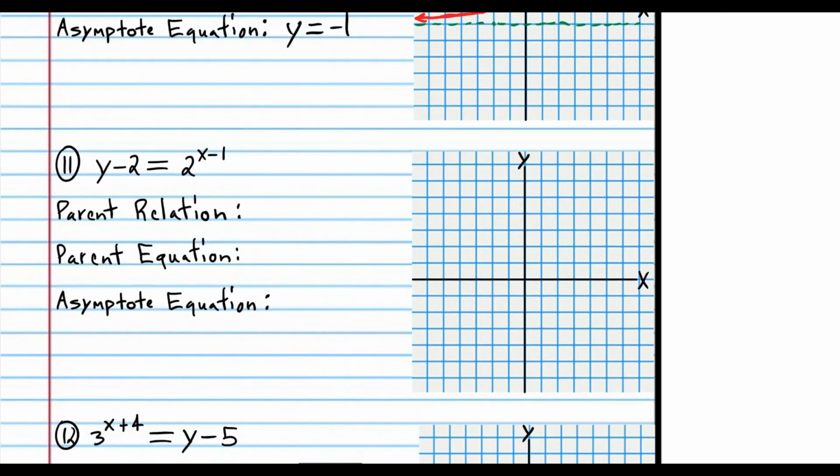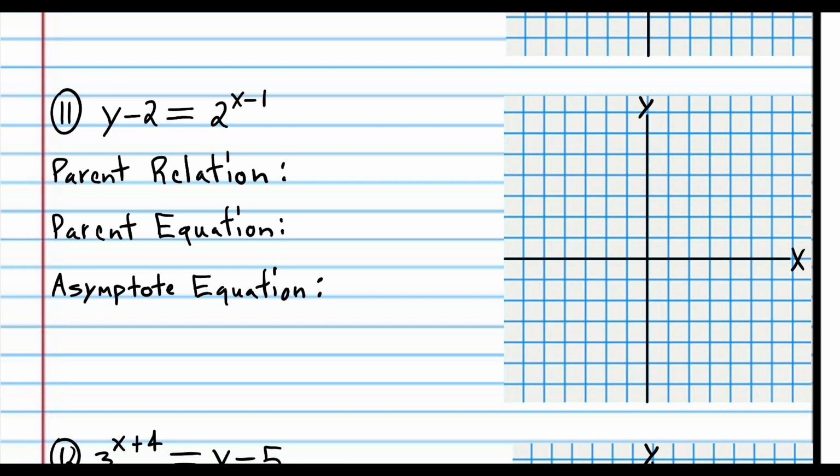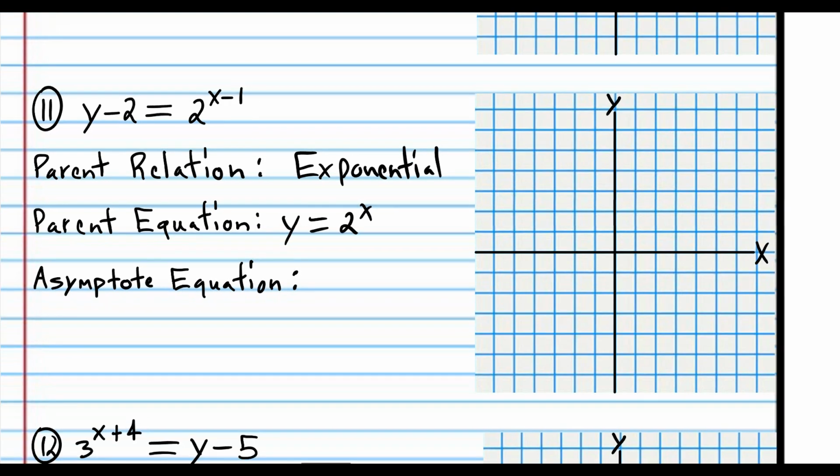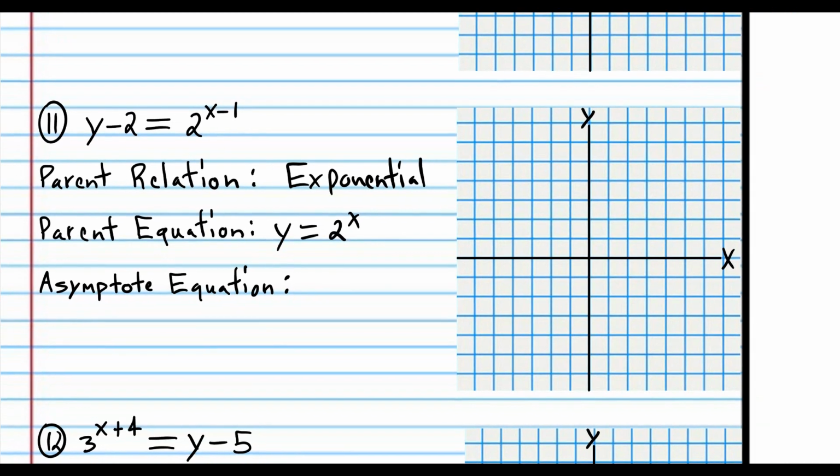All right, we're back. So obviously this is the exponential parent relation that we need to use. Parent equation is y is equal to 2 to the x. And we're going to start at the origin, move to the right 1 and up 2, because we're subtracting 1 from x in the equation up there, and we're subtracting 2 from y. And 0, 1 is always a point. We're pretending that this is the origin now, 0, 1.